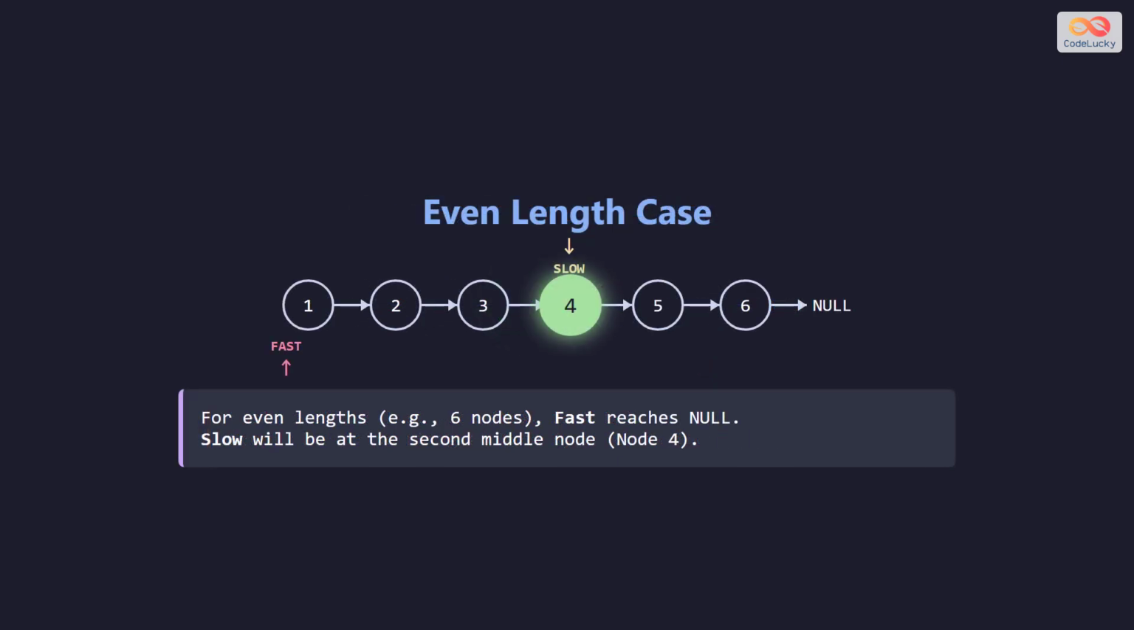What if the list has an even number of nodes, like 6? The fast pointer will eventually point to null, or the end of the list. When this happens, the slow pointer will be at the second of the 2 middle nodes. This handles both odd and even lengths gracefully.